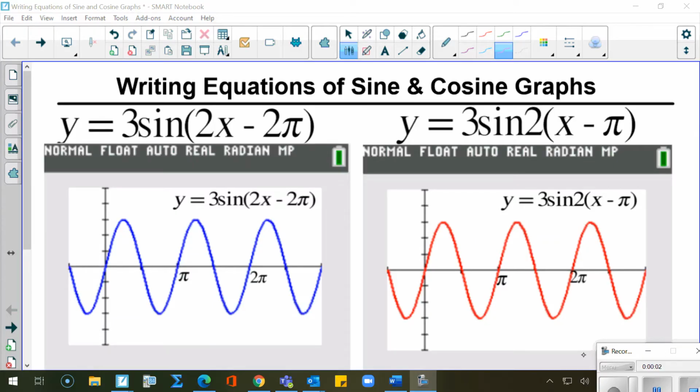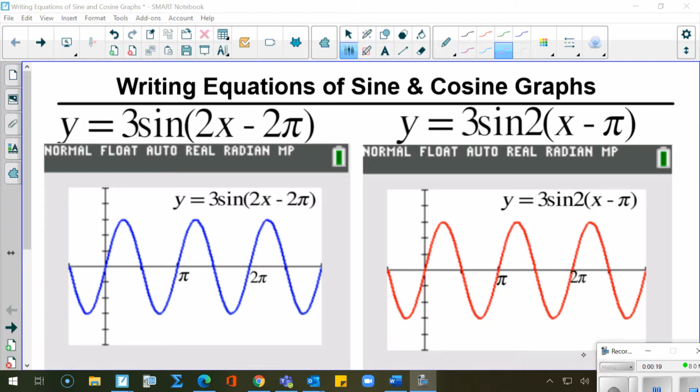Going to start to write the equation of sine and cosine graphs. From the graph, we want to come up with the equation. First thing I want to point out is that these two equations are slightly different, but they provide the same graph.